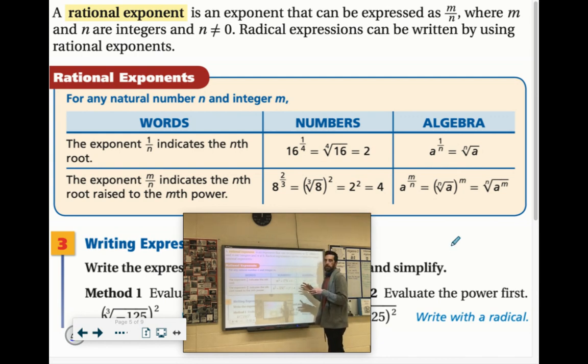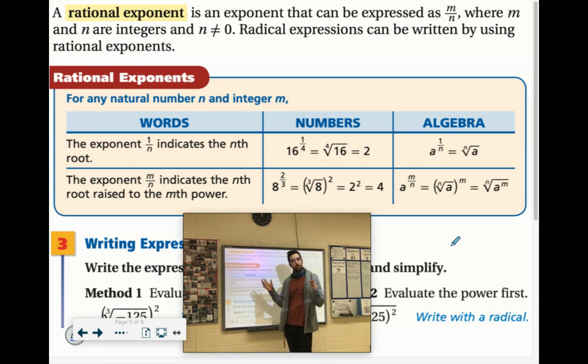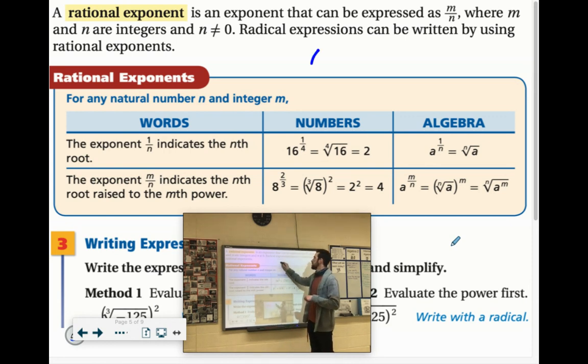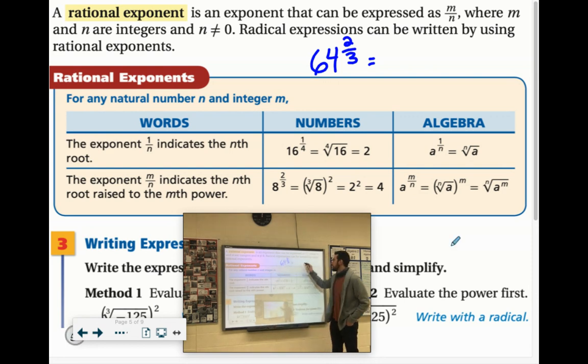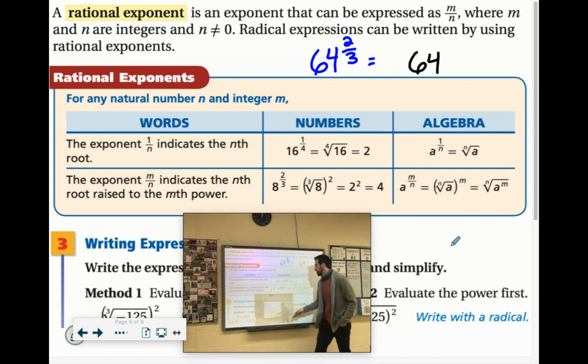So a rational exponent, it's like a fraction, right? So it's like 64 to the 2/3 power. So here's how you're going to rewrite that. The denominator, here I'll just write the 64 first, becomes the root that you are looking for. So the denominator was a 3, so we'd be looking for the cube root of 64.